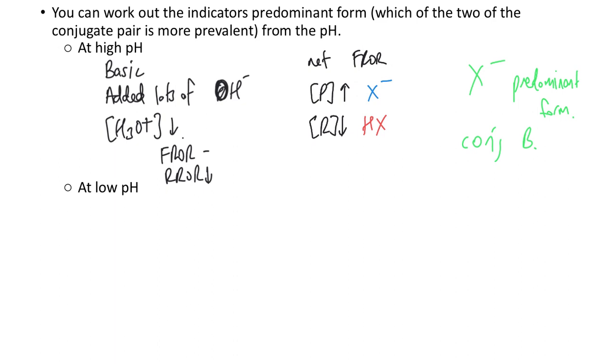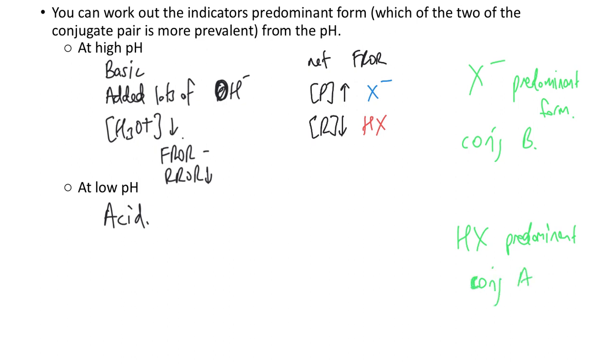Then at low pH, which would be acidic, it would be effectively the opposite, the same things we were looking at before. It would be the opposite form. It would be the HX as the predominant form, which is effectively the conjugate acid.